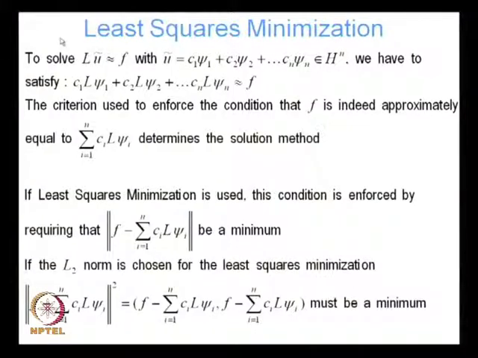Is that clear? Earlier we were not looking at differential equations, so there was no L there, we were just trying to fit a function. But now we are solving a partial differential equation, so now there is this operator L. So the difference must be orthogonal to L psi 1, L psi 2, L psi 3 and L psi n.